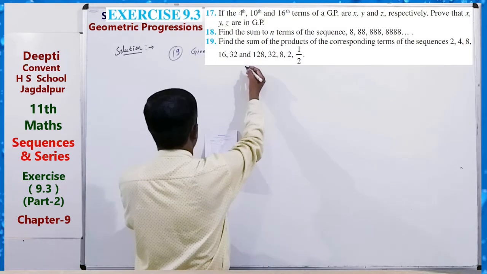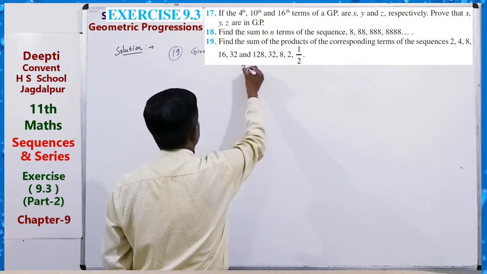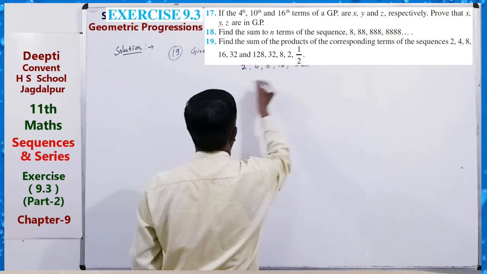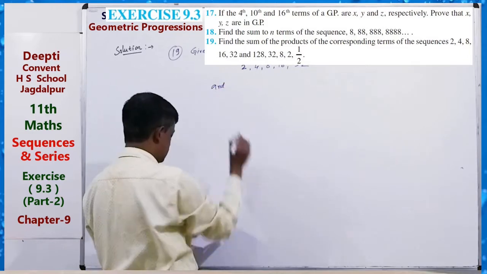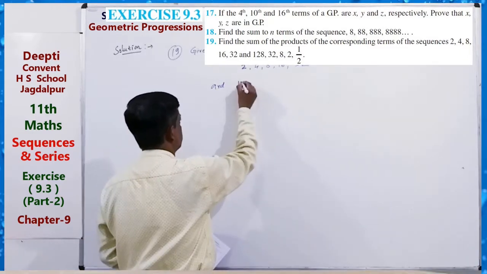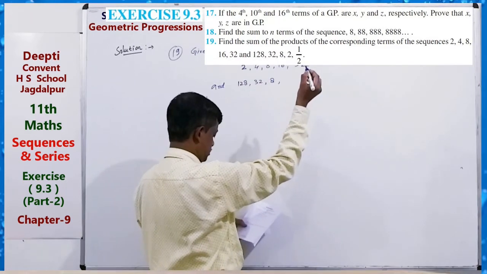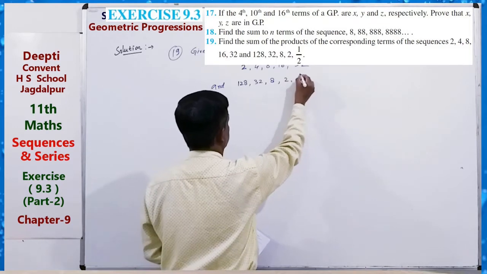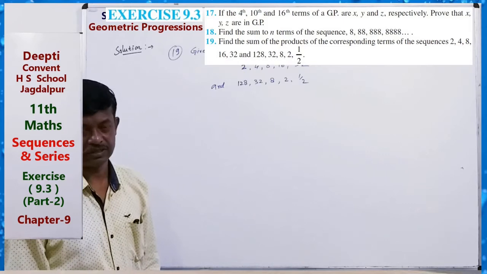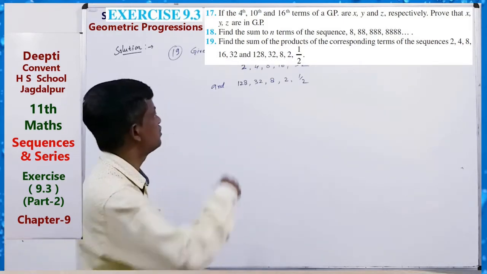So first is 2, 4, 8, 16, 32. And the other is 128, 32, 8, 2, 1 by 2. These are the two sequences. We have to find the sum of the products of their corresponding terms.